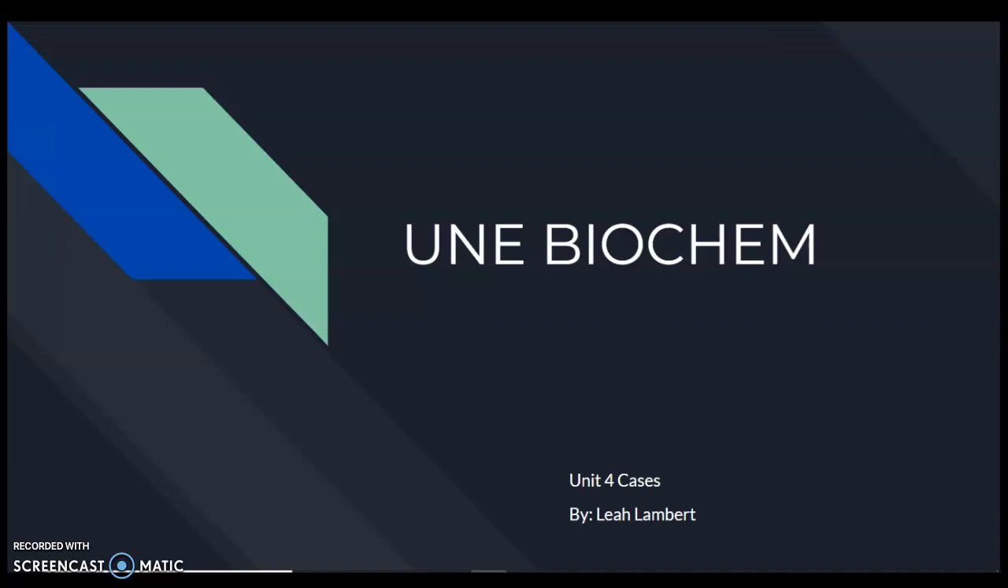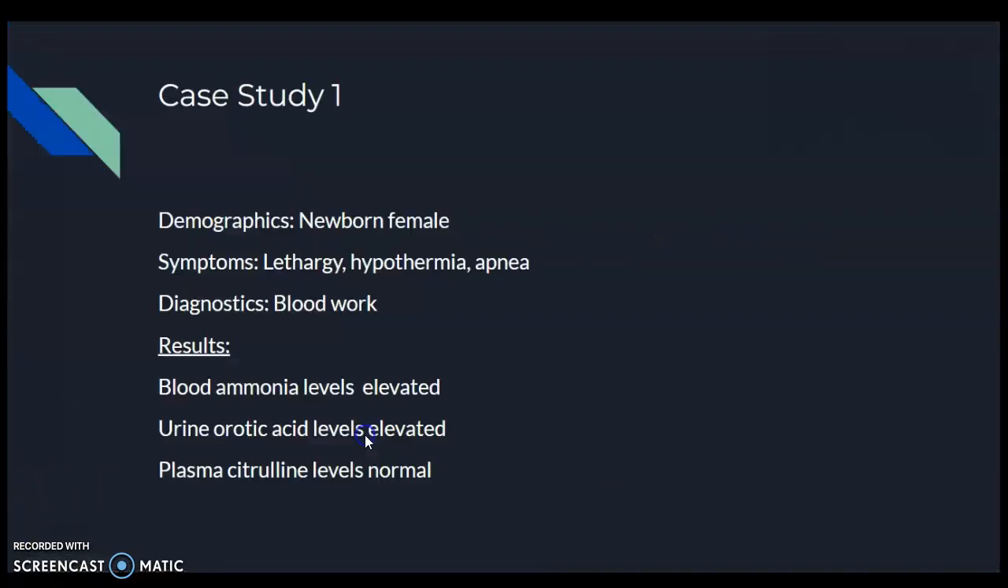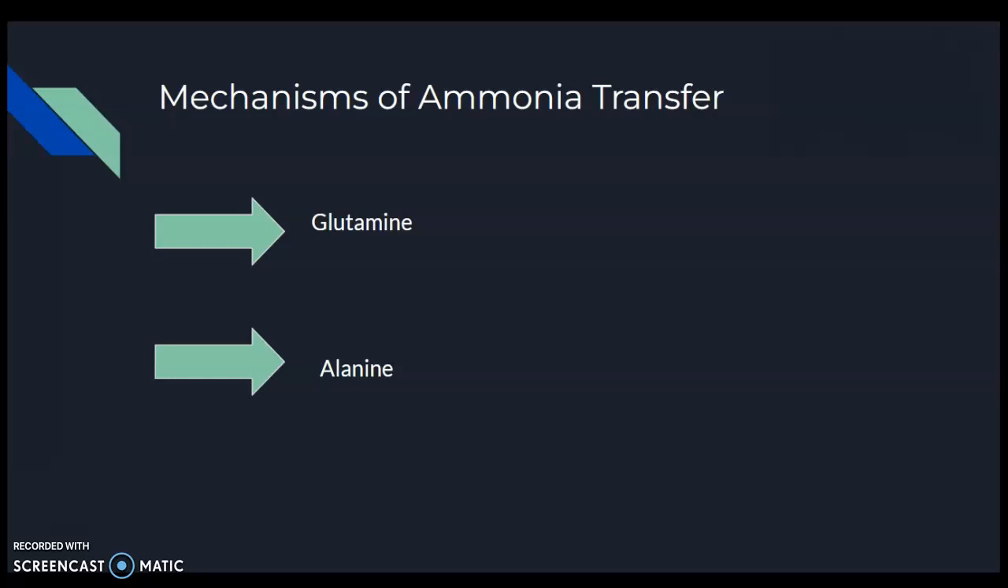The first case I'm going to talk about is case 1. We have a newborn female presenting with lethargy, hypothermia, apnea. She gets blood work done, and the results show elevated ammonia levels and elevated urine uric acid levels, but the plasma citrulline levels are normal. We're asked to discuss the different modes by which nitrogen is transferred throughout the body.